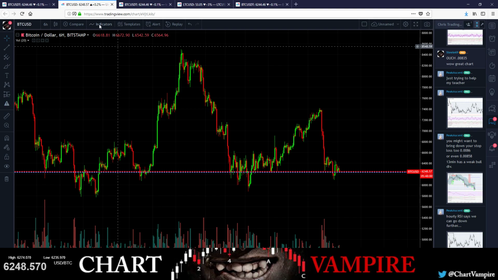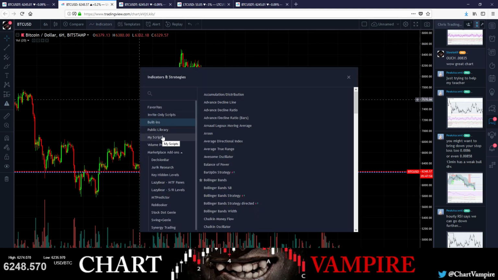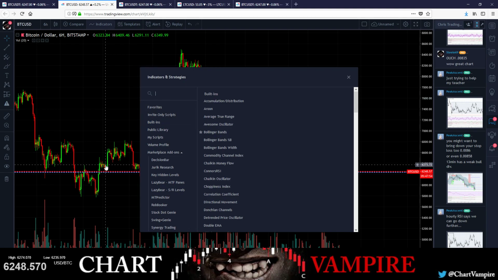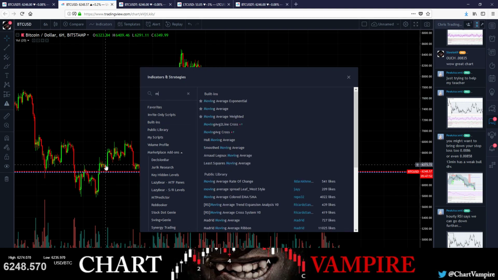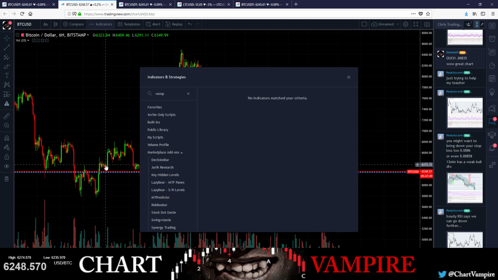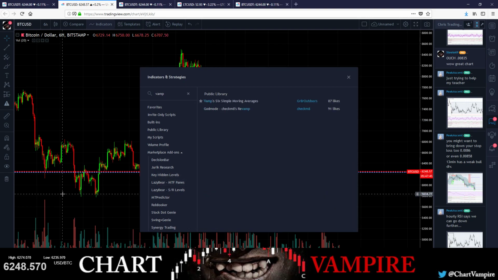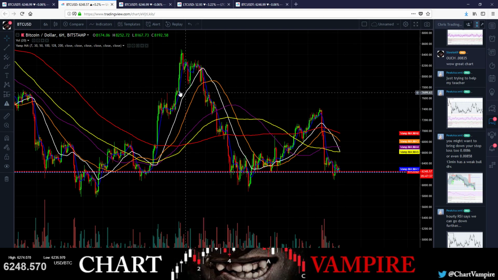Now, one of the first things you want to add is I like to use my moving averages. So I have this in my favorites, but for members, you're just going to type in VAMP. Nope, not VAMP, VAMP. And there's the VAMP 6 simple moving averages right there. You're just going to give that one little click, and it's going to populate everything for you.